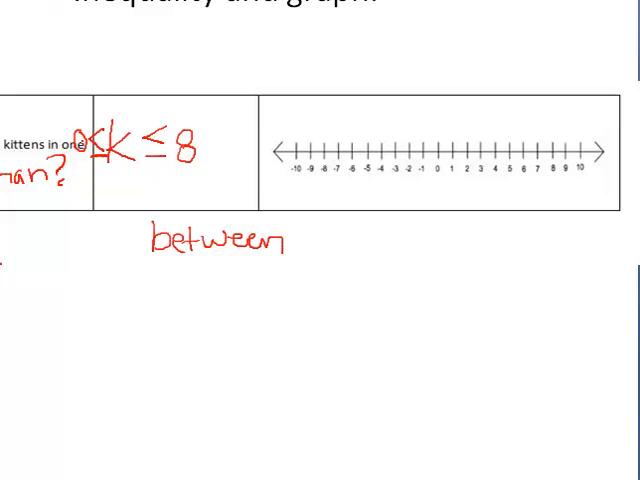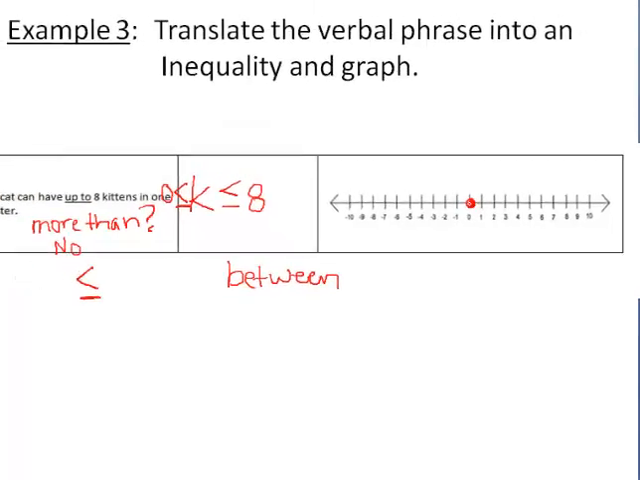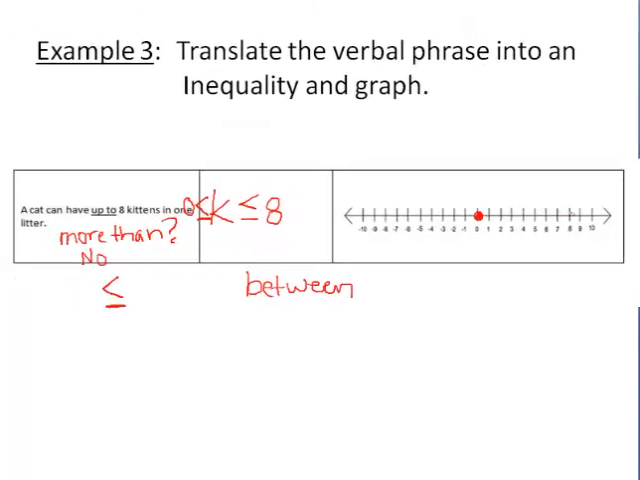So on 0, because it does have an equal to, it can equal 0, then that's going to be a closed circle. So we're going to color that in. And then on 8, it could be equal to 8 also, so we're going to close that in. And then the shading is going to be between that because it can have anywhere between 0 and 8 kittens.